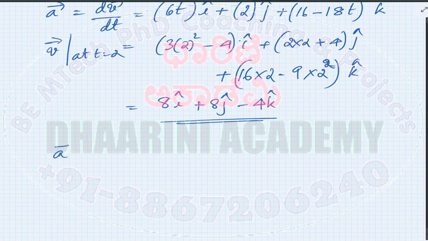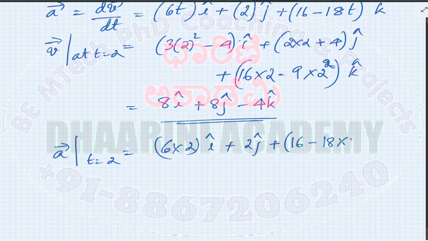Similarly, let's calculate the acceleration. Okay, this is a at t equal to 2. So that means 6 into 2 times i cap plus 2 into j cap plus 16 minus 18 into 2 times k cap. So this becomes 6 into 2 is 12 i cap plus 2 j cap. This is 16 minus 36, which is minus 20 times k cap.